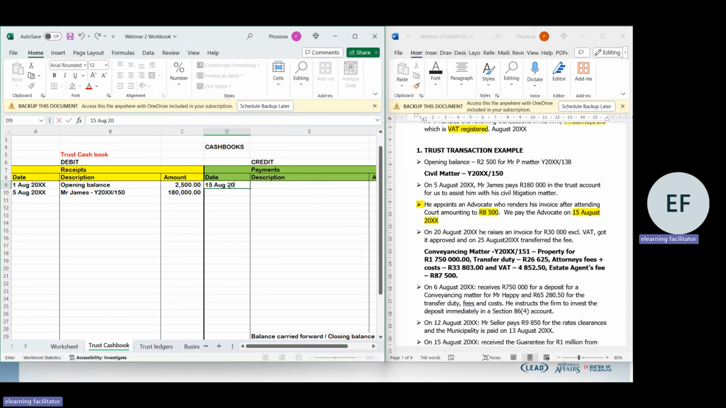If you can go through this webinar, it will be easy for you to record the transactions in the assignments, because I'm making it easier for you. I am showing you how you follow through, especially when it comes to the cash books. Okay, 15 August, we are paying the advocate on behalf of Mr. James. So our file reference is Mr. James.